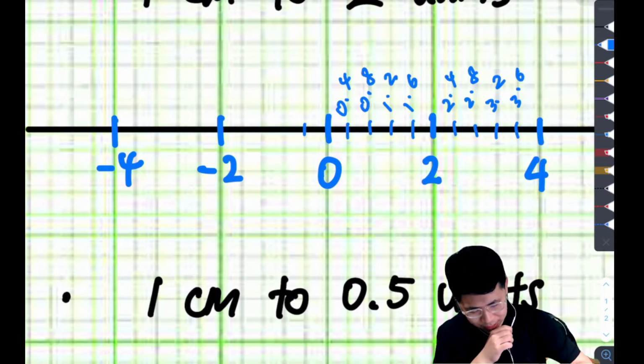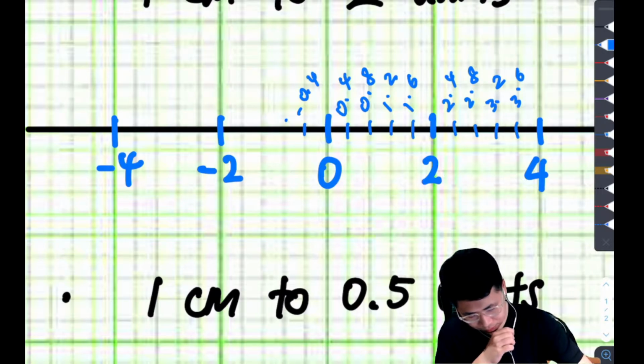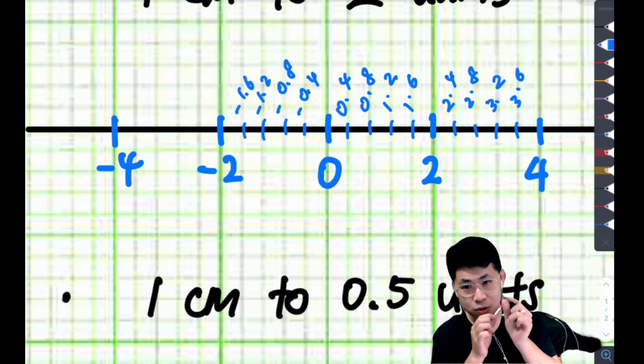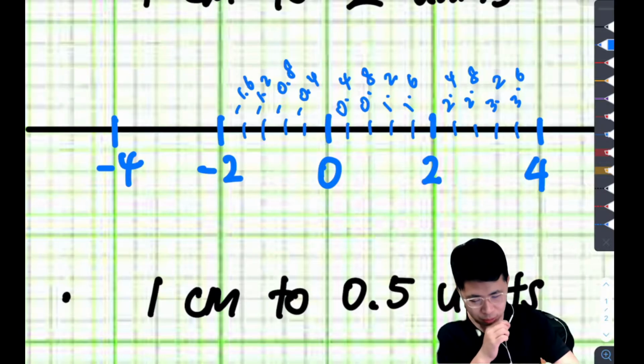Next, going backwards, this would be negative 0.4. This is going to be negative 0.8. This is going to be negative 1.2. This is going to be negative 1.6. So each gap is 0.4. Each of these small boxes is going to be 0.4.